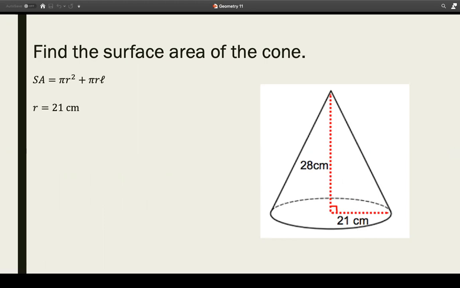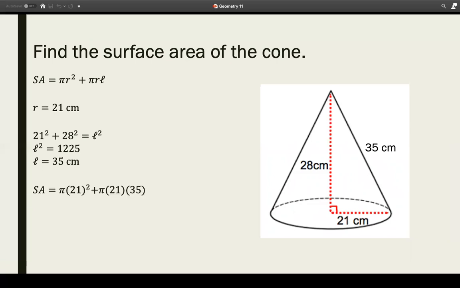We've got our formula. We know our radius. We're going to solve for the slant height. That gives us 35 for that slant height. So we've got a radius of 21, a slant height of 35. We plug into our formula, and again, we can write our answer in terms of pi or as an approximate answer.